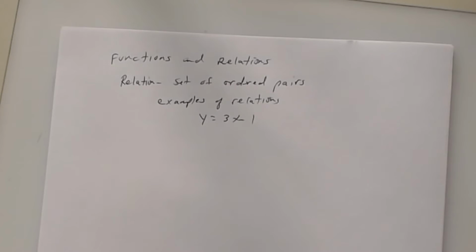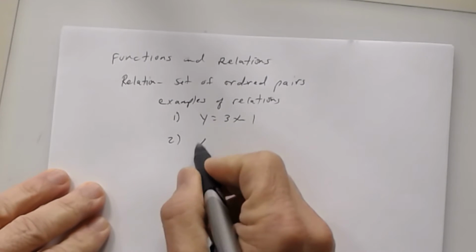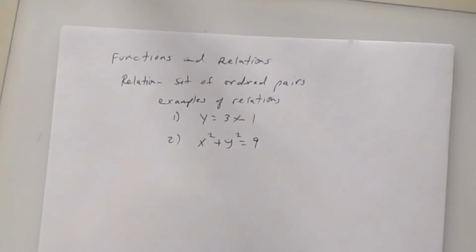3x minus 1. Y equals 3x minus 1. Okay? Number 2, x squared plus y squared equals 9. That's a relation. If you were to graph it, you'd be graphing ordered pairs. So this is a set of ordered pairs. In fact, you remember what number 2 looks like? It's a circle. X squared, y squared, right? You had that on your test.